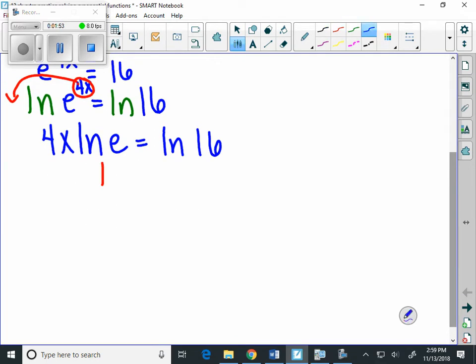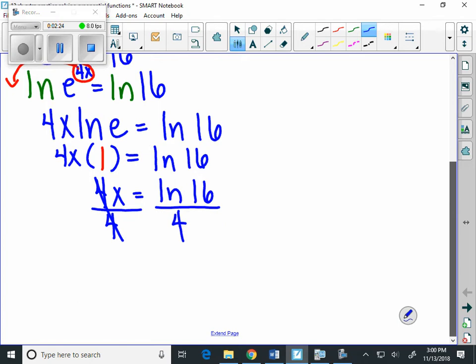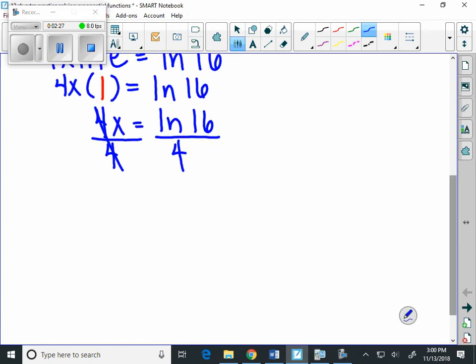So I know not everybody's going to write that down. But I don't want you to forget about the natural log because this is an important part of the problem. So we get 4x times the natural log of e, which is 1. So ultimately it's just 4x equals the natural log of 16. And then finally, to find our exact answer here, we've got 4 times x, so we're going to divide both sides by 4. And our exact answer ends up to be x equals natural log of 16 divided by 4. That's our exact.